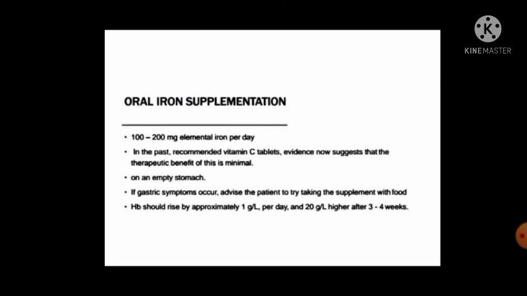tablets. In the past, vitamin C tablets were recommended. Evidence now suggests that the therapeutic benefit of this is minimal. Iron is best taken on an empty stomach. If gastric symptoms occur, advise the patient to try taking the supplement with food. Hemoglobin should rise by approximately 1 gram per liter per day, and 20 gram per liter higher after 3 to 4 weeks.